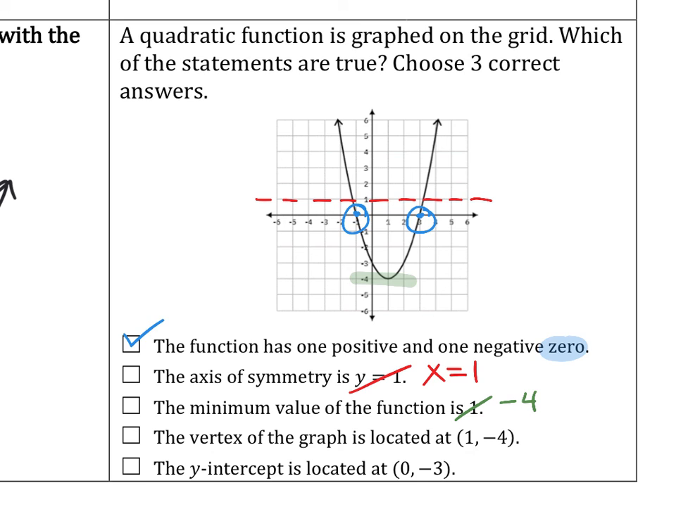The next statement says the vertex of the graph is located at (1, negative 4). Is that correct? Yes. Okay, fabulous. And then the y-intercept is located at (0, negative 3). Is that correct? Yes. All right, so we've got the 3 correct statements about this. Very cool.